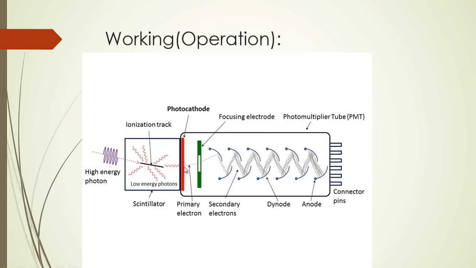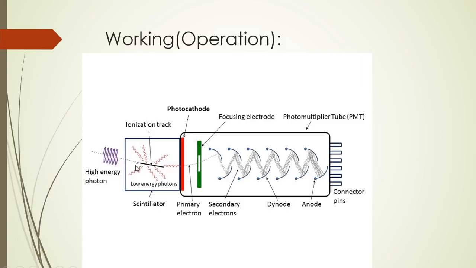So here is a scintillator. When high energy photons or radiation is incident on it, it emits low energy photons. Now these low energy photons are made to fall on this photocathode of the photomultiplier tube. Now this is the photomultiplier tube, and it is a vacuum tube consisting of a photocathode, an anode, and several dynode stages. Now I will introduce the term dynode a little later on. So first of all, let's go back.